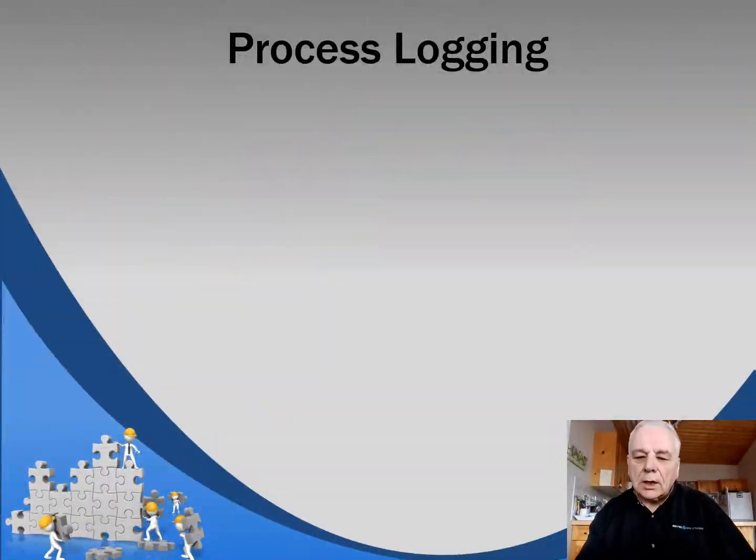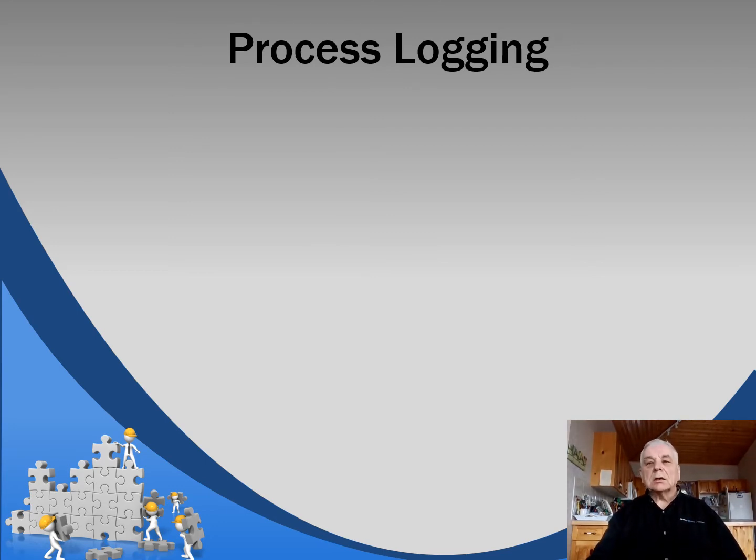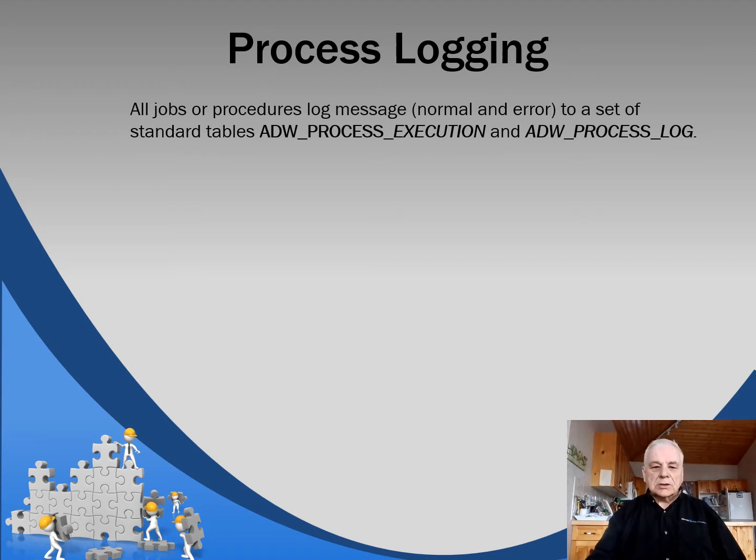So, process logging. What we're going to talk about is basically the components that make up our application data warehouse. Process logging is being able to manage a job, whether it's successful or failed, and to be able to tell you why it failed or what the results are. So all jobs or procedures log messages, normal and errors. There are really only two types of errors.